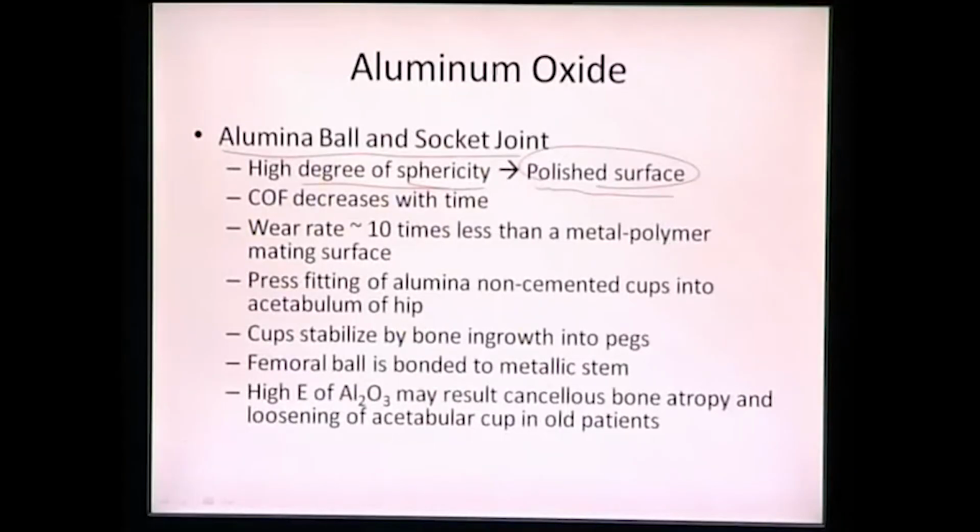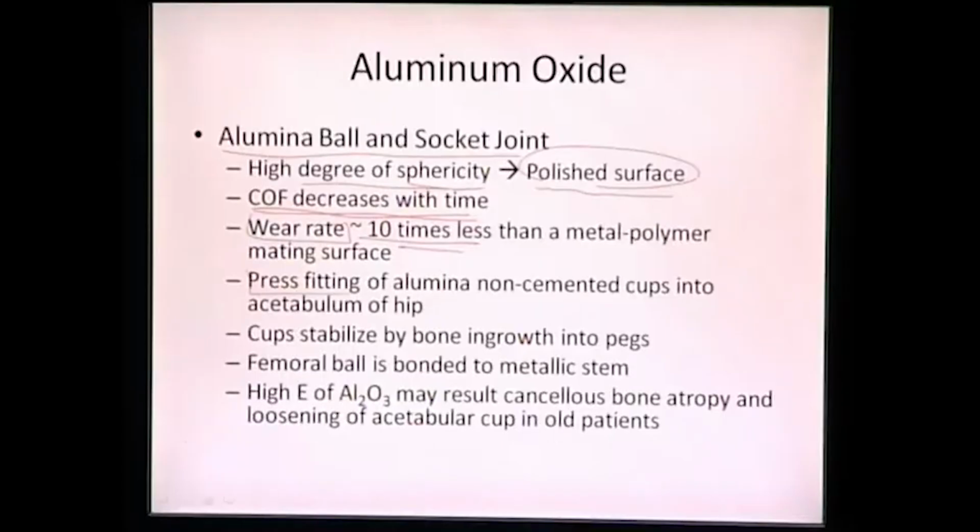So once we have a very polished surface, we can get a very high degree of sphericity, and because of that we can also expect reduced coefficient of friction with time, and wear rate can be 10 times less as compared to that of a metal polymer mating surface, because they will have very high coefficient of friction, as one is polymer, one is metal.